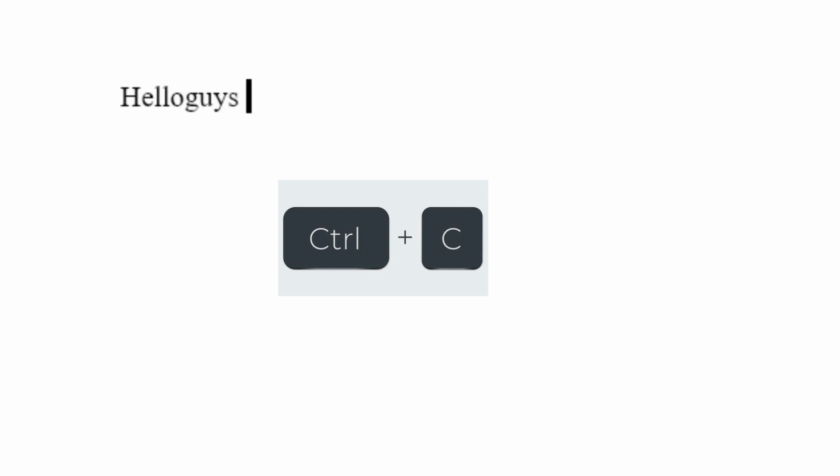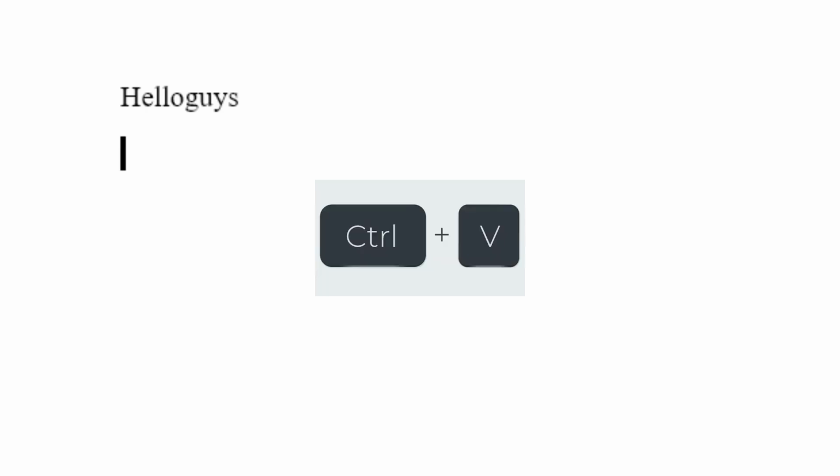Key 1. Control plus C. First up is Control plus C. This shortcut is used to copy any selected text, files, or folders. Just highlight what you want to copy and press Control plus C. After this, we move to step 2 to paste the copied item.